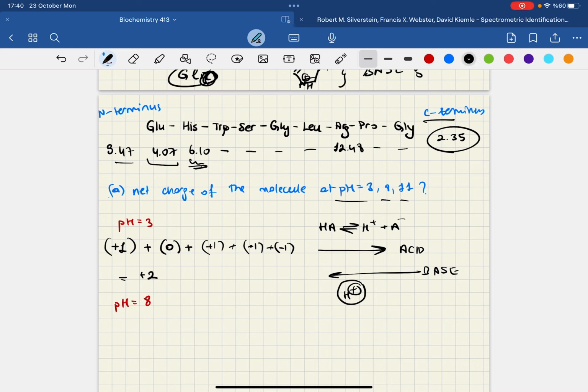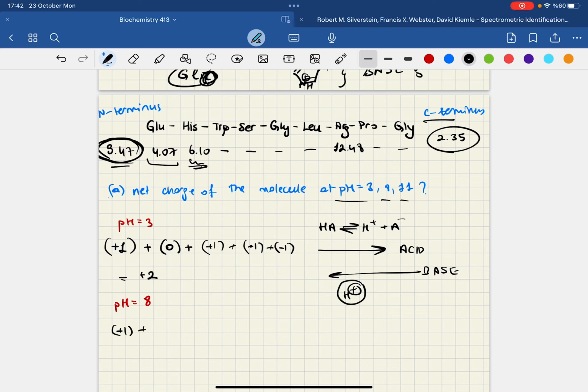So what is the case in pH equal to 8? Let me see. So when pH equals to 8, the N-terminus, what will happen in N-terminus? N-terminus is a base, and it is more basic than the matrix. So we basically think the greater the pKa, the smaller the acidity and the bigger the basicity. So greater the pKa, greater the basicity. Therefore, this is more basic. 9.48 is more basic than pH equals to 8. Therefore, it will get protonated, giving it a +1 charge.